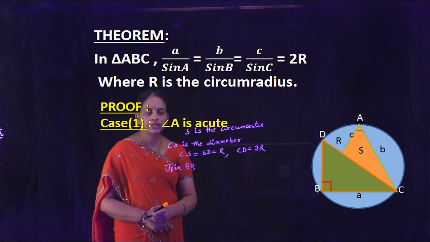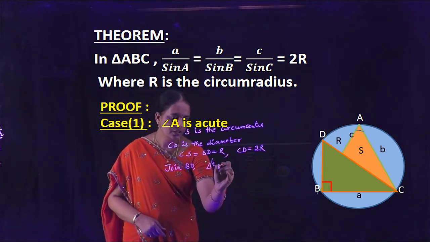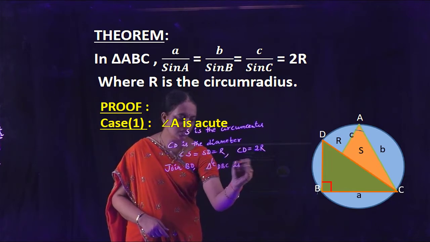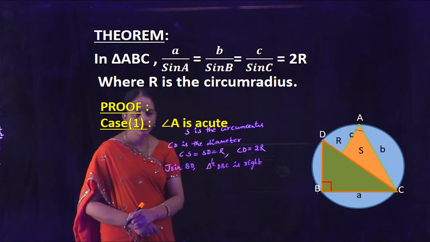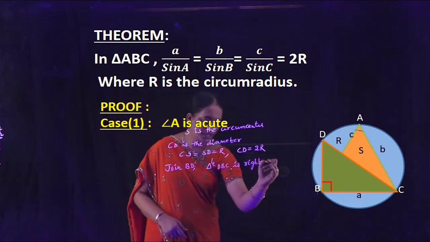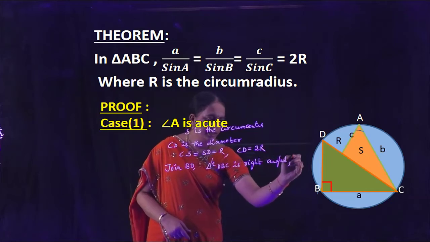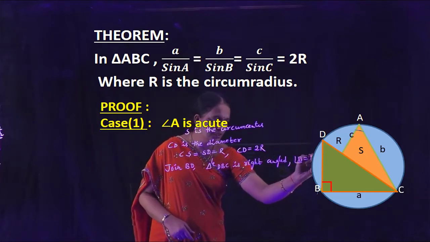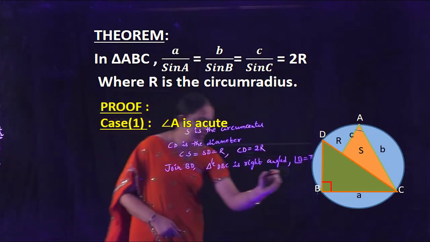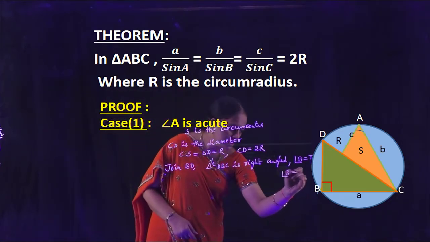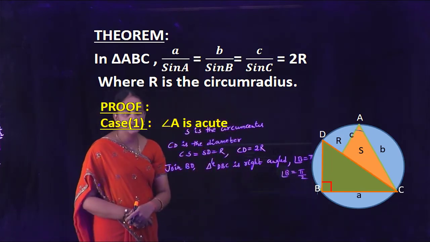Clearly triangle DBC is right angled. If you join BD, then the triangle DBC is right angled and angle B is equal to 90 degrees.